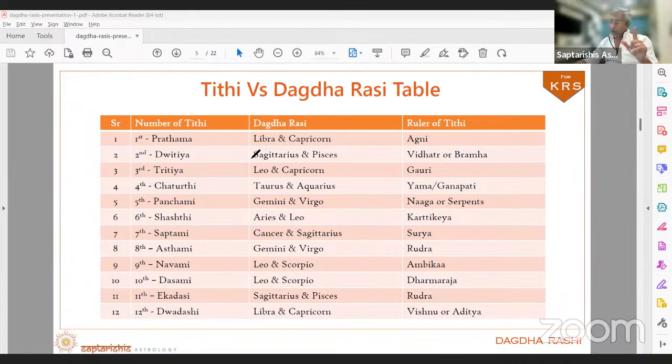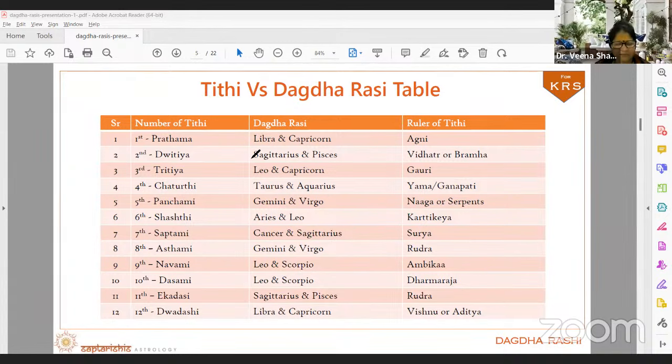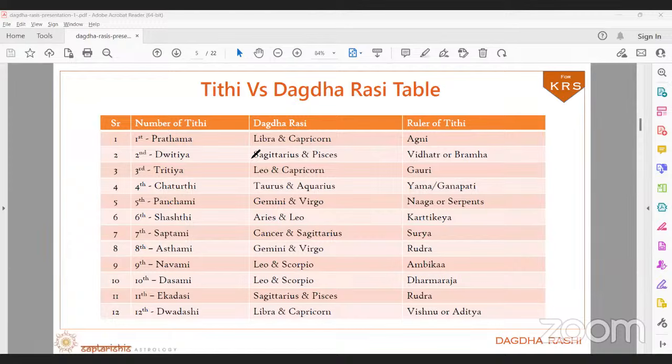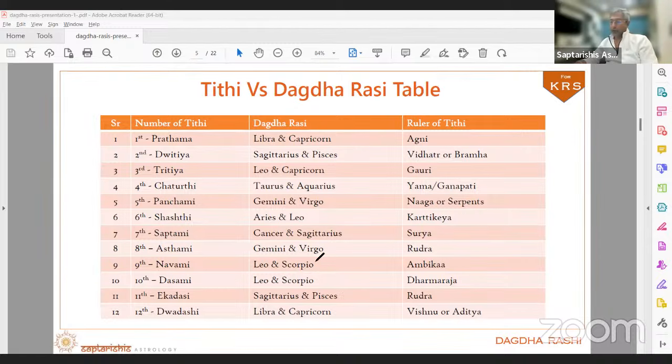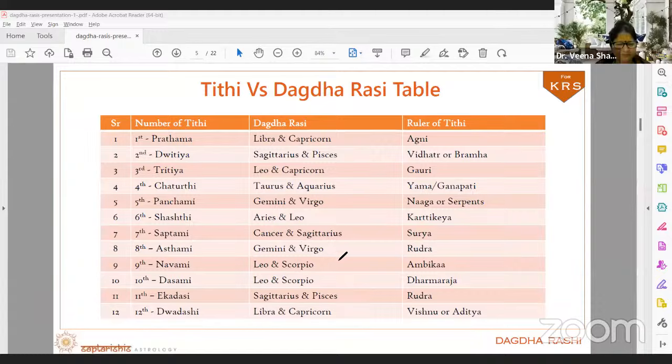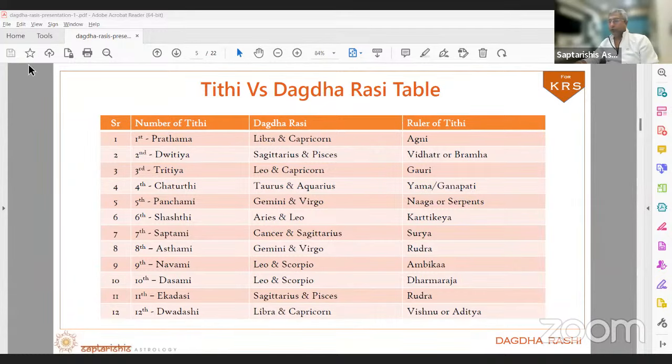What does it mean? Yes, sir. It's Bombay Hindi. No, I mean to say that the problem of Scorpio and Leo means in the 10th Dashami. Okay. Please explain a little bit more. I'll explain it. Wait, let me show it with a proper chart.